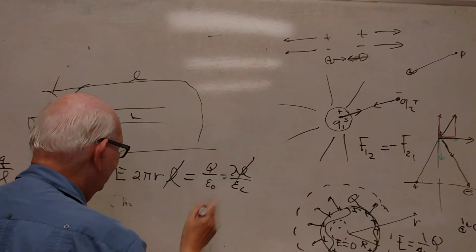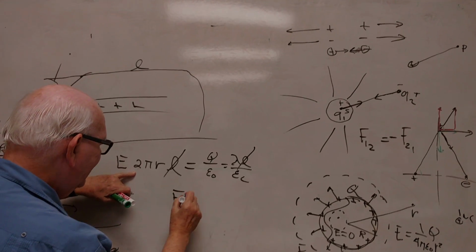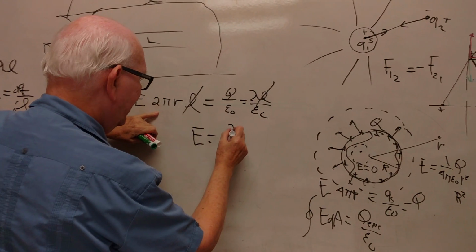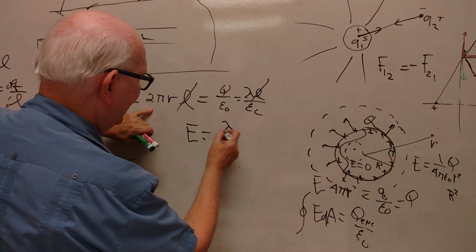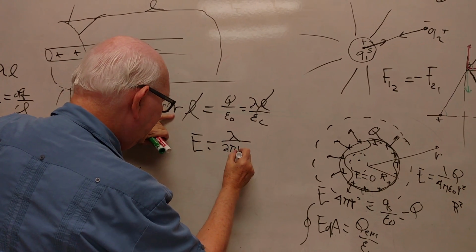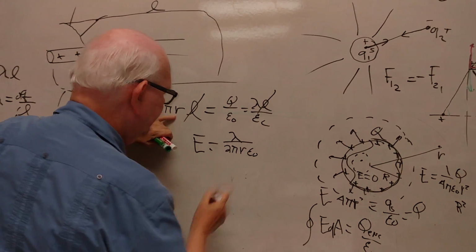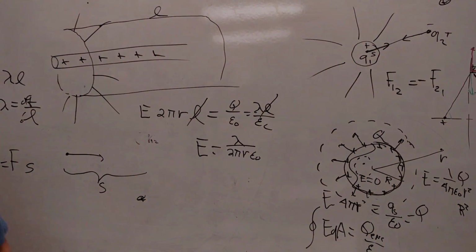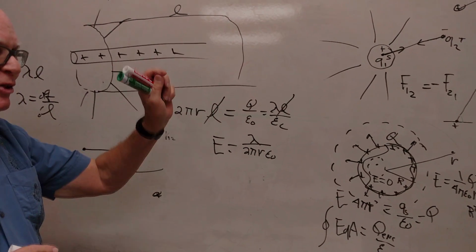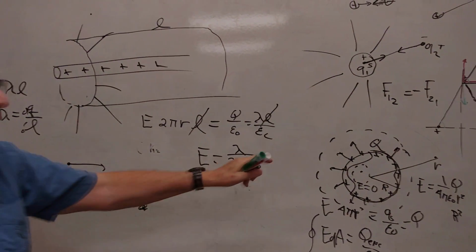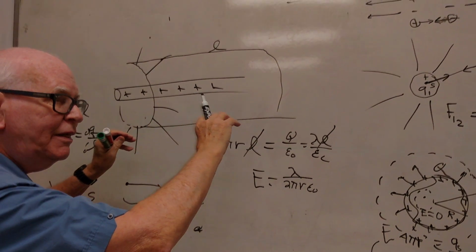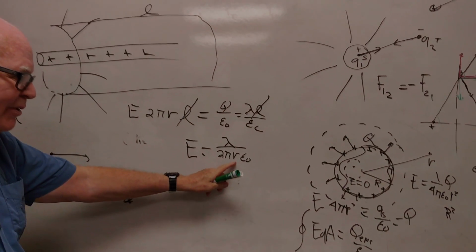The L's cancel, and then the field of a rod at any point around it is going to be lambda, the charge per unit length, divided by 2 pi r epsilon 0. It's another formula. You see, the field decreases as 1 over r. For a point charge, as 1 over r squared. For a sphere, 1 over r squared. But now, when the distribution is linear, it's only 1 over r.